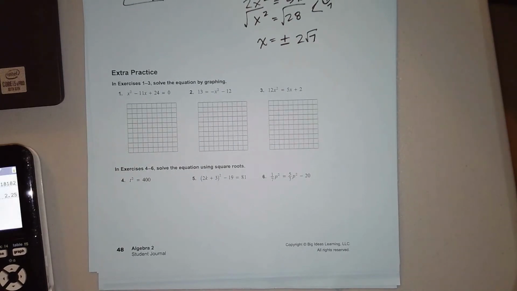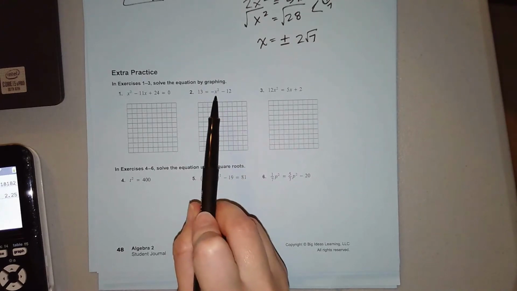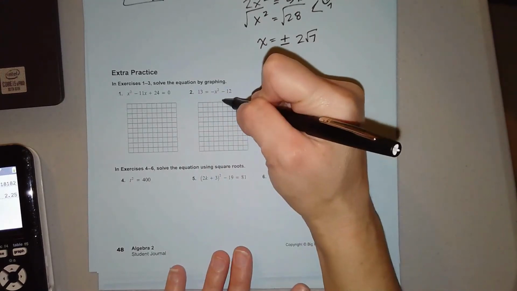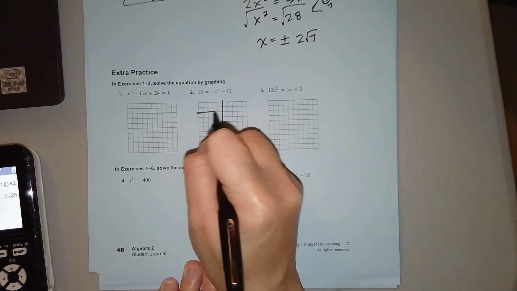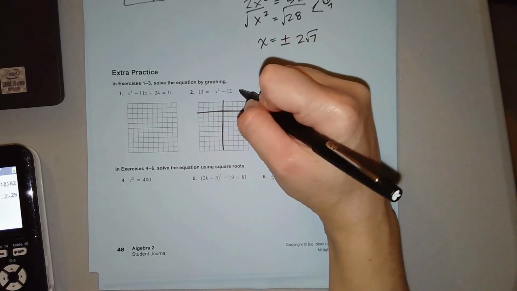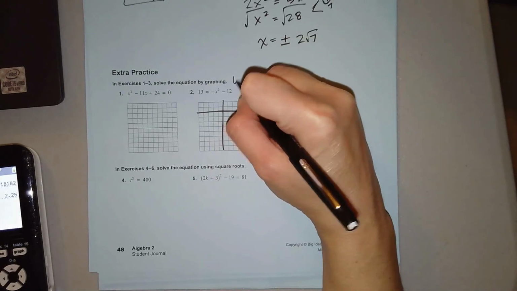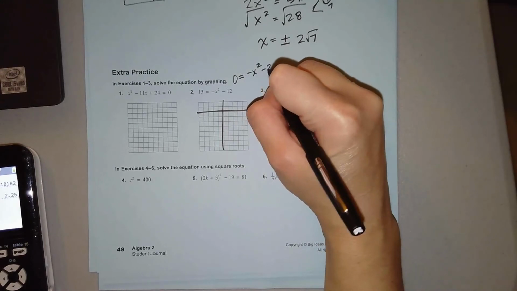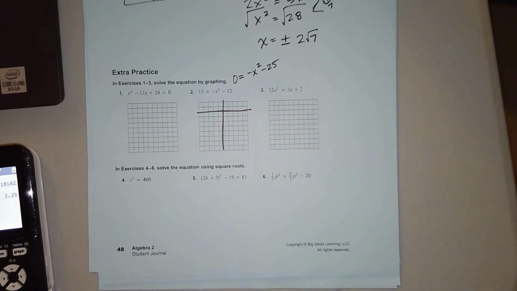This one is kind of weird because I wouldn't normally solve this by graphing because if you notice, there's no x squared term. But since it tells me that we're solving by graphing, I'm going to go ahead and solve by graphing. And I know my graph is going to be a little different. So I'm going to go ahead and set this equal to 0. So I get negative x squared. If I subtract 13, I get negative 25. So I get negative x squared minus 25.